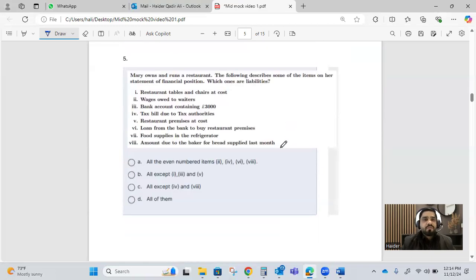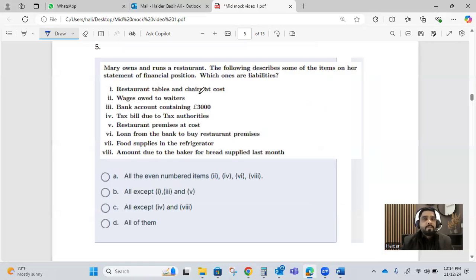Question number 5. Again, this could be applied in the elimination method, or let's see what happens here. Question number 5. Mary owns and runs a restaurant. The following describes some of the items on her statement of financial position. Which ones are liabilities? So they are asking you which ones are liabilities. Some are given as assets, some are given as liabilities. So we have to see which ones are liabilities only.